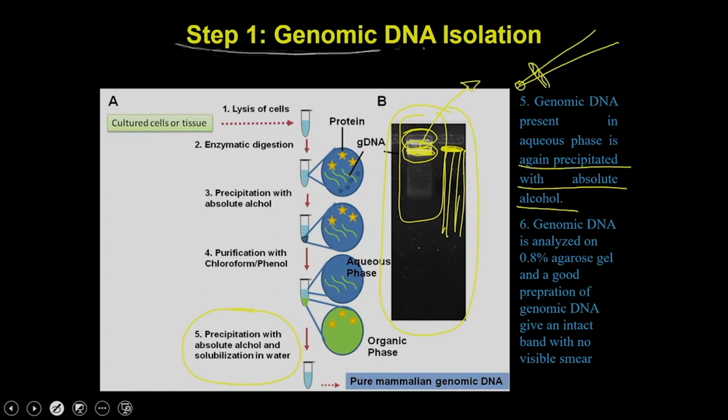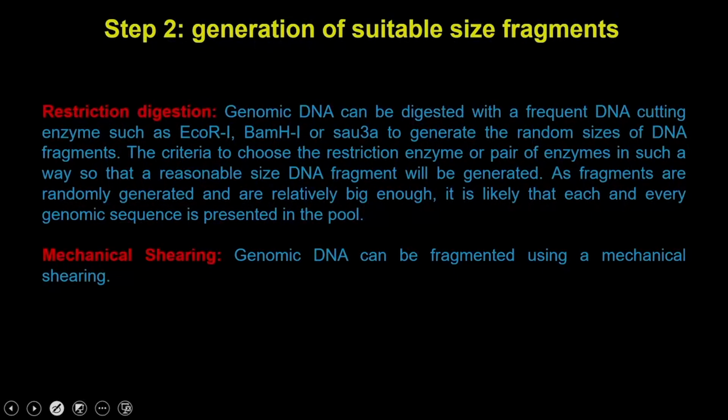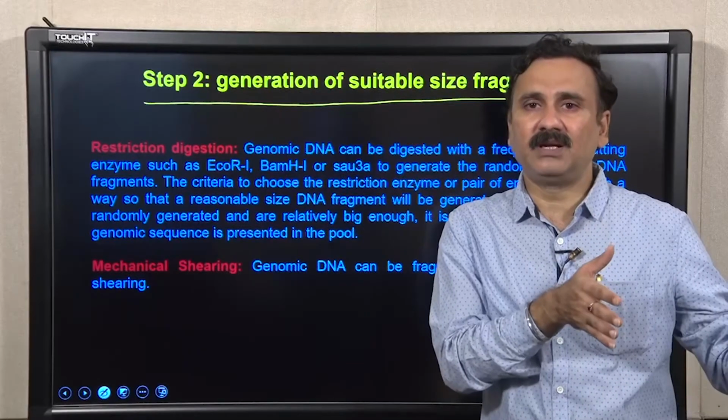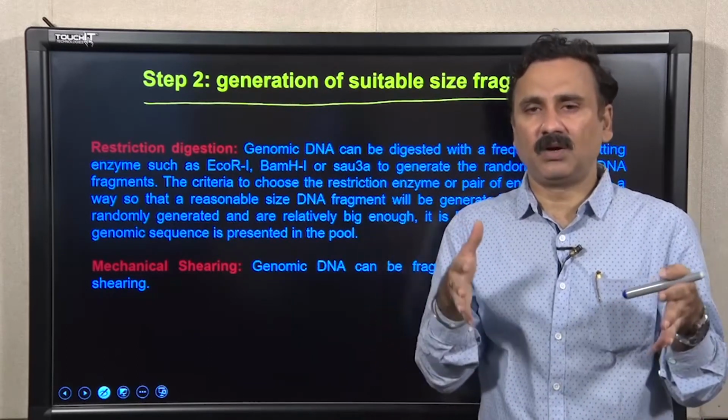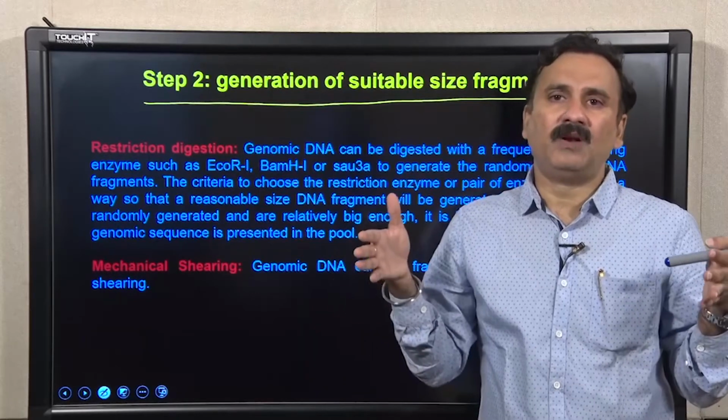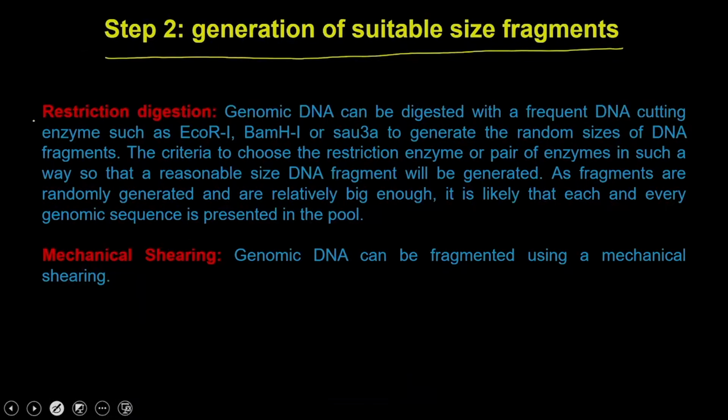So, in step 1 we have isolated the genomic DNA. In step 2 you are going to generate the different types of fragments. You have to generate a suitable size fragment. What is meant by a suitable size fragment is that it should not be so big that it contains 5 or 10 genes, nor should it be so small that it does not even contain one gene. So, a suitable size fragment means a fragment which covers only one gene or 1.5 genes. That you are going to do with restriction digestion.